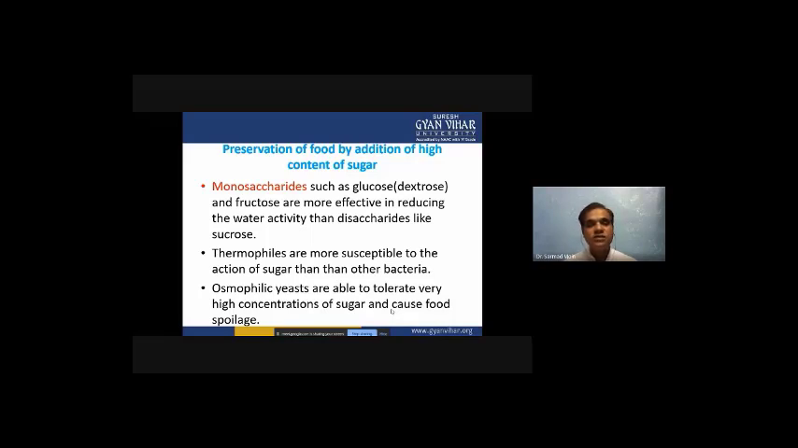Thermophiles are more susceptible to the action of sugar than other bacteria, and osmophilic yeasts are able to tolerate very high concentrations of sugar and cause food spoilage. So some yeast species are able to tolerate high concentrations of sugar, and they grow in foods with high sugar content. These yeasts spoil food very easily, and they are the main reason for spoilage of sugar-rich food.